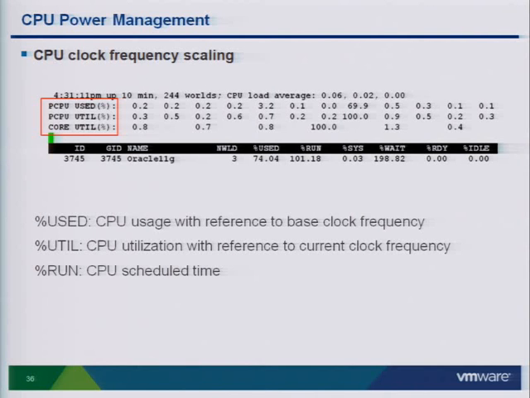Percentage run, on the other hand, tells you the CPU schedule time, how much time this VM was running on a particular CPU. So here, the example is that the VM has been running 100% of the time. The percentage run is 100, but the percentage used is 74. Any guesses as to what's happening?